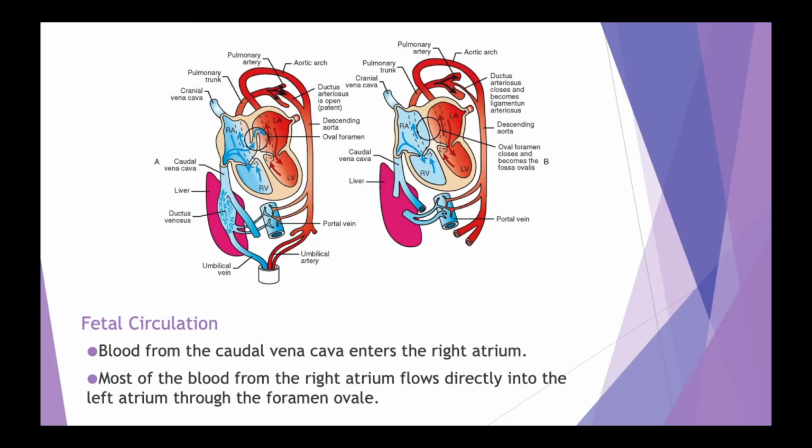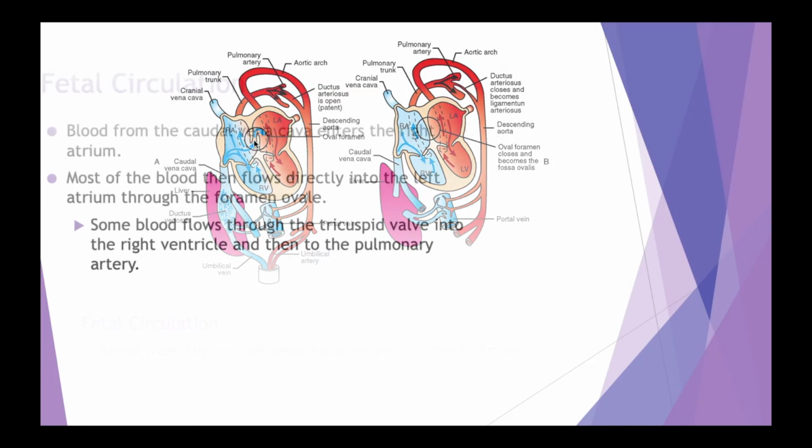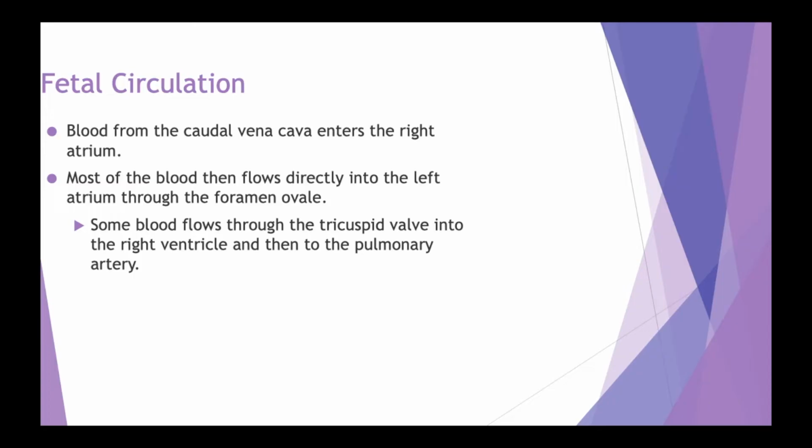Blood from the caudal vena cava enters into the right atrium. Most of the blood from the right atrium flows directly into the left atrium through the foramen ovale, which is the opening right here. So the oval foramen is the opening in the atrial septum. Most of the blood then flows directly into the left atrium through the foramen ovale. Some blood flows through the tricuspid valve into the right ventricle and then to the pulmonary artery.